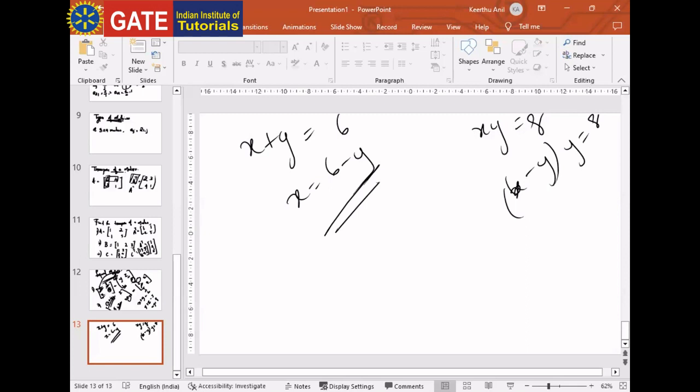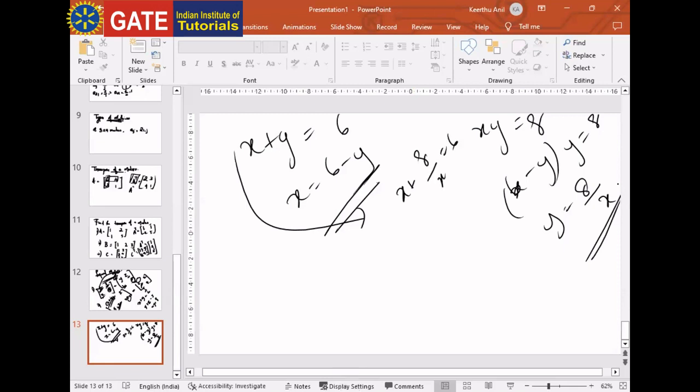x into y is equal to 8, so y can be taken as 8 by x. Now come to this equation: x plus 8 by x is equal to 6. Am I right? Then we can go for cross multiplying, forming a quadratic equation, and then solving it. Got it? That is also another method of doing. So whichever method is comfortable for you, you can do that. Okay.